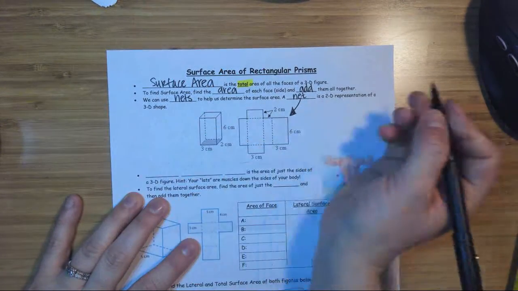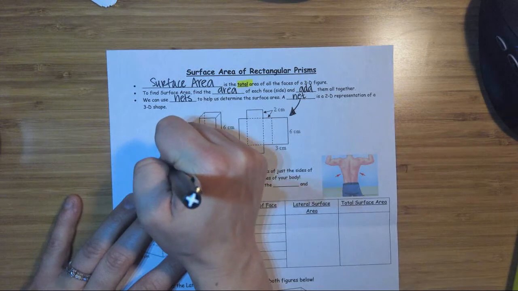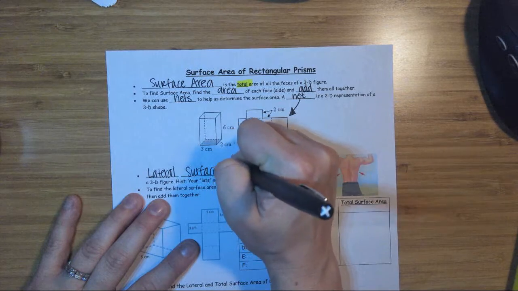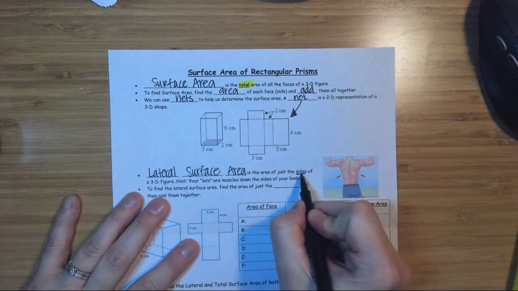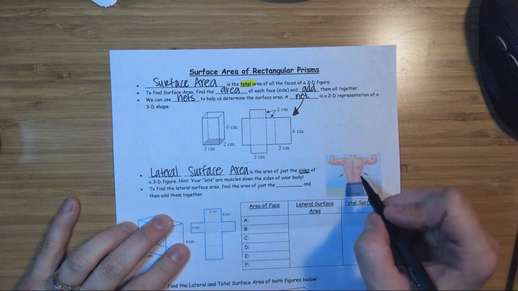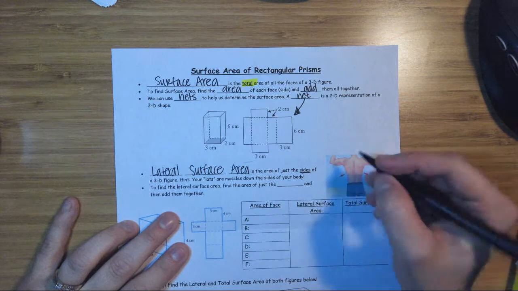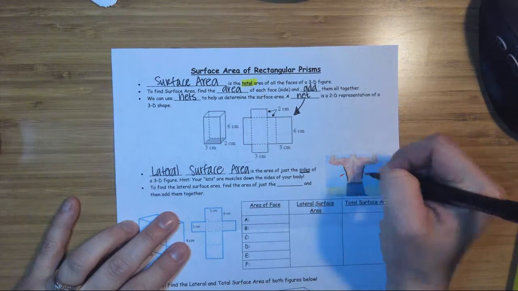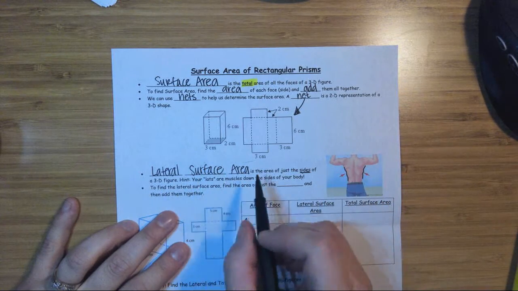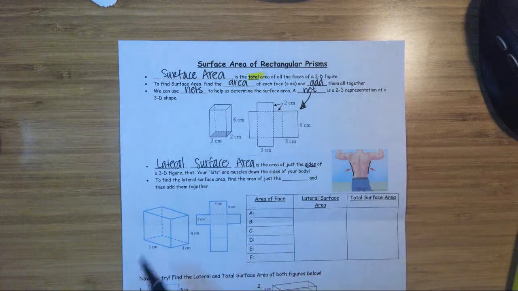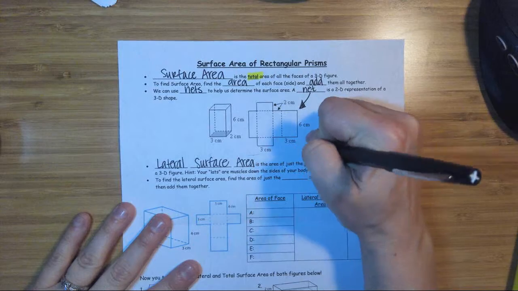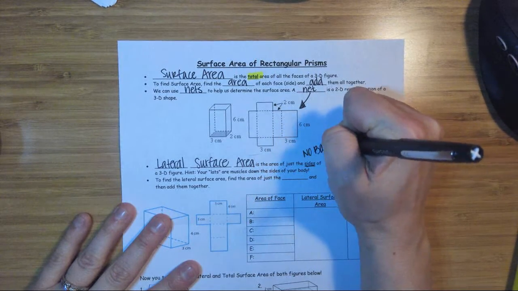All right, so lateral surface area is the area of just the sides of a 3D figure. So for instance, like this guy over here, your lats are the muscles that are down the side of your body. So these are where your lats are, those muscles right there. So you could think of it that way. If I ask for the lateral surface area, it's the area of just the sides of a shape. It does not include the bases. Okay, so no bases when you're finding the lateral surface area.